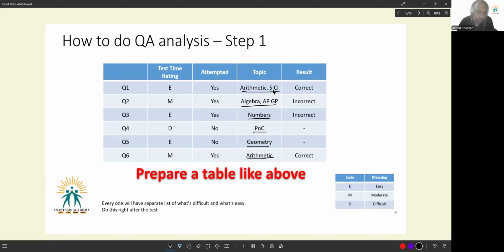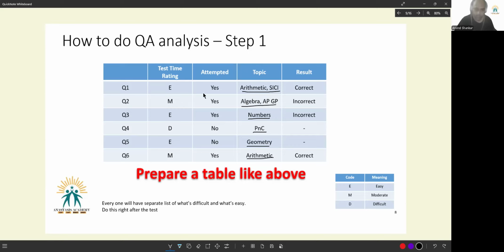Arithmetic, or if you want to be a little more granular, it was from SICI, it was from algebra APGP, it was from numbers, it was from PNC, it was from geometry quadrilaterals. You don't have to get down to geometry, triangles, medians, Apollonius theorem. Itna charni, geometry triangles, that is good enough. Utna hi kaam kar do, chalega.